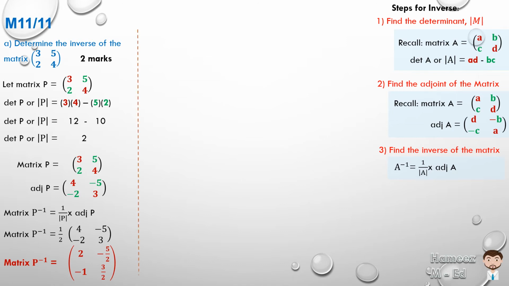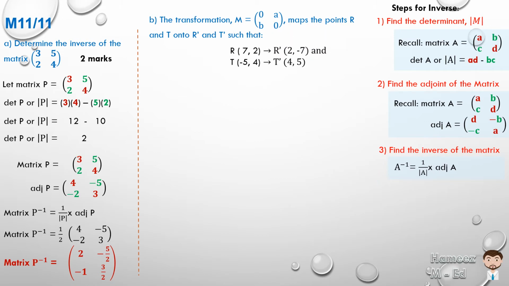Part B now. The transformation M is equal to 0, A, B, 0. It maps the points R and T onto R prime and T prime, such that R, which was 7, 2, right? We'll make a sketch to see what's going on. It's at 7, 2 and is ending up at 2, minus 7. And T is at minus 4, that's why we're using a little green X for that one. Part 1. Determine the values of A and B.